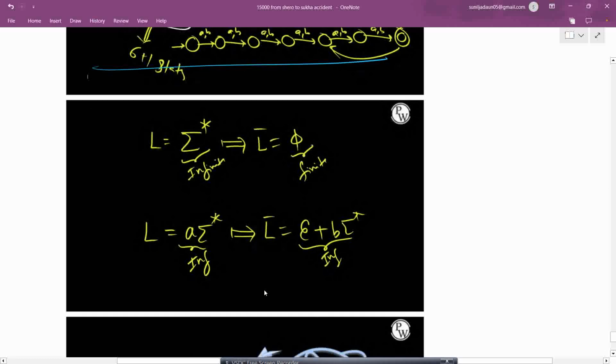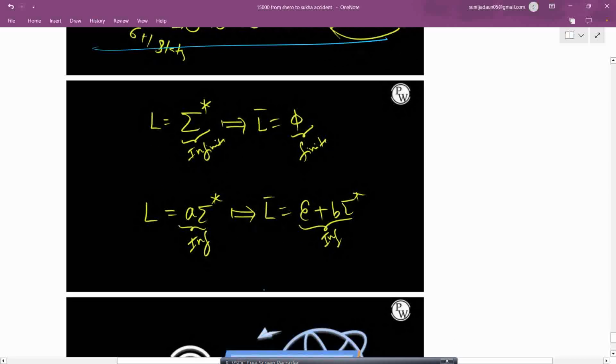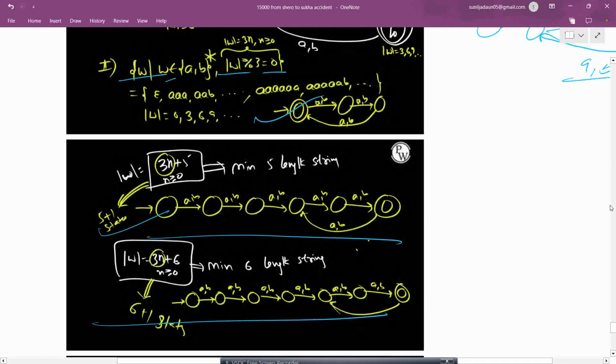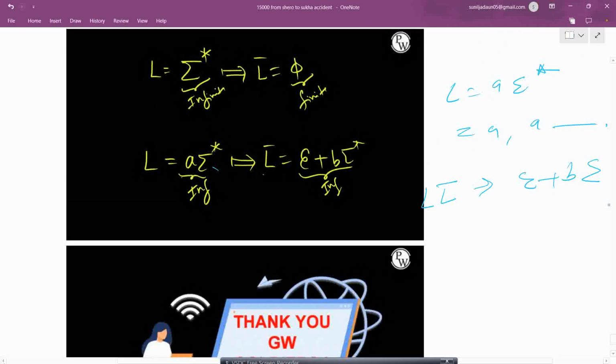If L is this, L will find complement. If L is equal to a asterisk, what was the meaning? Every a, a is there always. So if L is complemented, there will be epsilon plus, there is always b. Again, not always a. Alright. So yeah, this is the case.